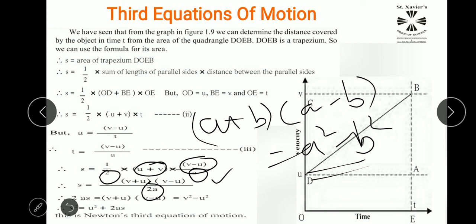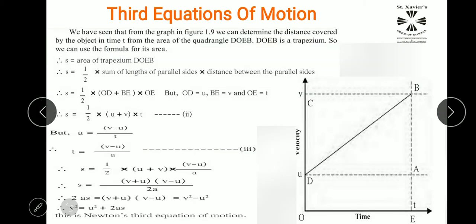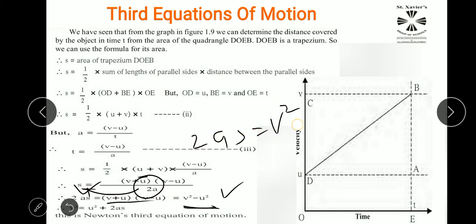See here, 2AS. What I'll do here, students, I'll change the side of 2A, so it becomes 2AS, students. And what is left on the right hand side is V plus U, V minus U. Now we know V plus U into V minus U is V square minus U square. So we'll get V square minus U square is equal to 2AS. Here 2AS is equal to V square minus U square, students.